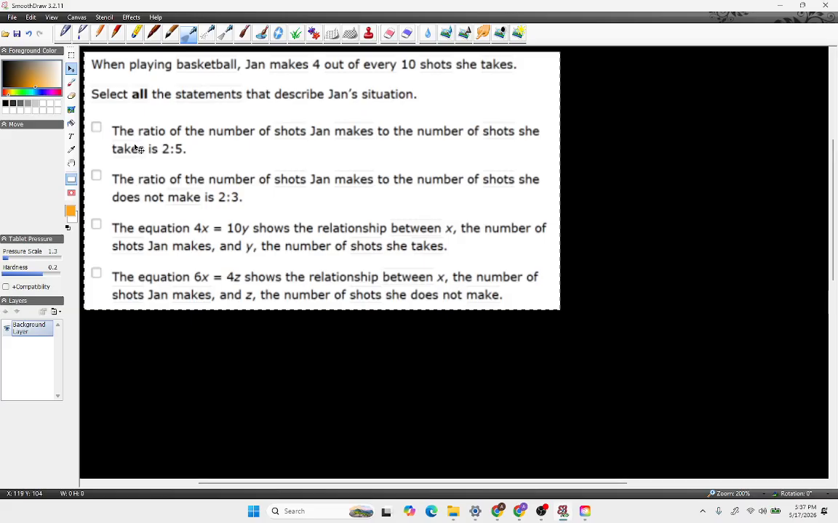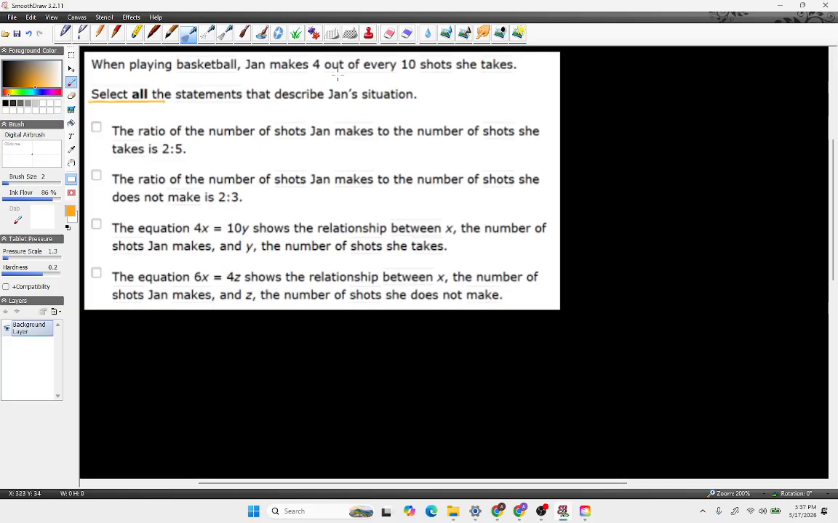Okay, first thing I'm noticing, before I even start reading these options, is that it says select all. When I get a select all problem, I can't just solve something up here and then choose one or even a few. I need to solve every single one to see what it comes out to. Okay, and then I can make my selections.